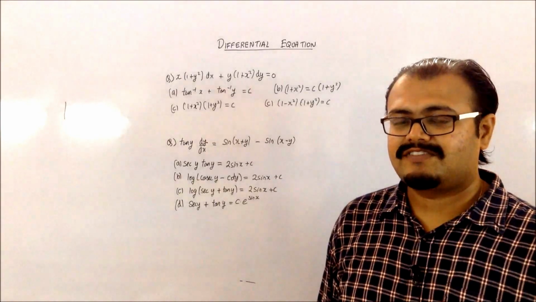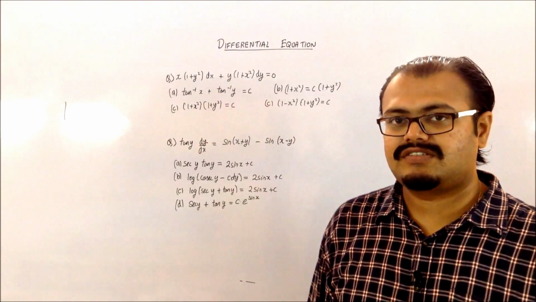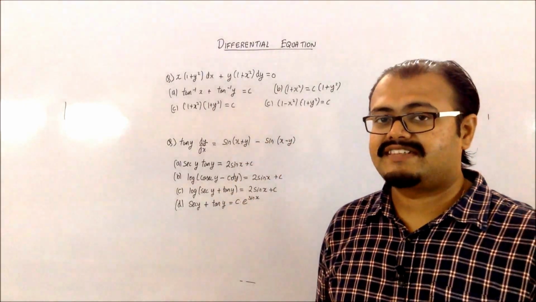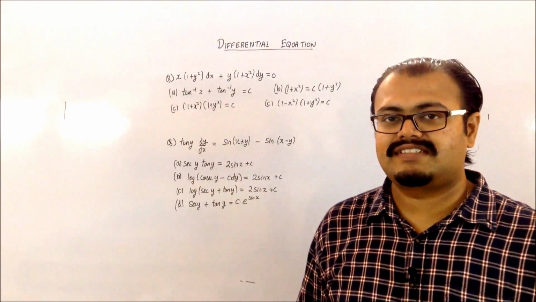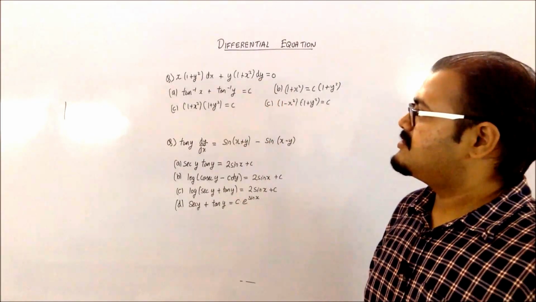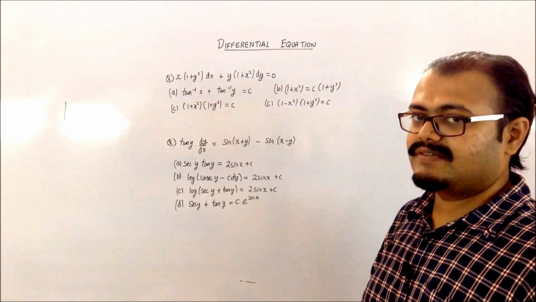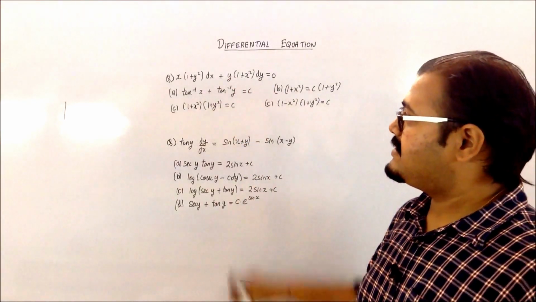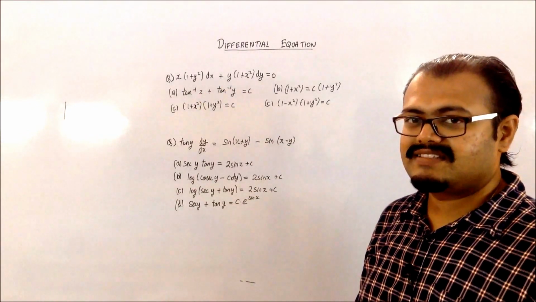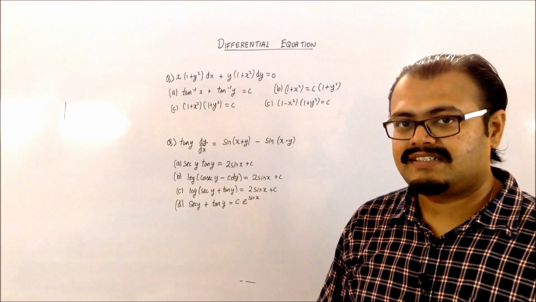The next type of question will be the third type of question, which is you have to find the solution of this equation. In this you have to find the general solution. General solution means you will have a constant c in that particular equation. So if you just observe this particular equation, you can see that you can bring it in the form of variable separable.